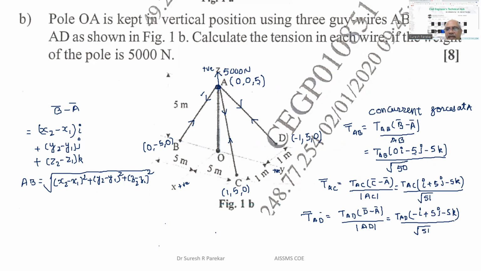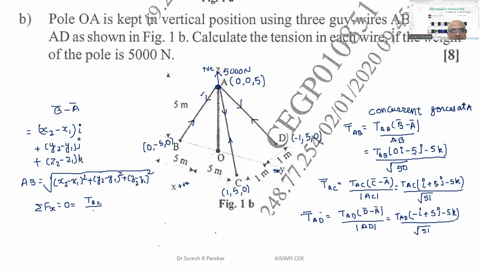So we have T bar AB, T bar AC, T bar AD. Now I will write one component only. Summation Fx equal to 0. We have the X component: we do not have it for AB because I is 0. For AC we have I, so we have TAC upon root 51.